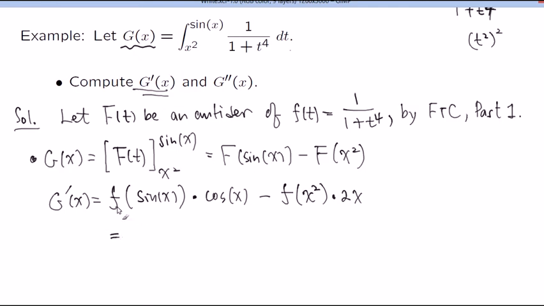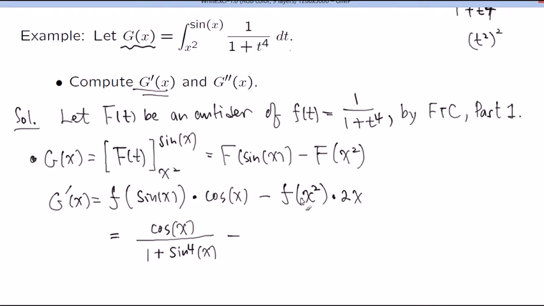So what is little f of x? It's 1 over 1 plus input raised to the 4th power, right? So it's 1 over, but we can put that cosine up there, divided by 1 plus sine raised to the 4th power. That's the first term. Does that make sense?